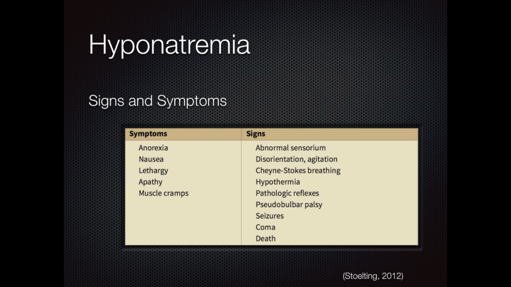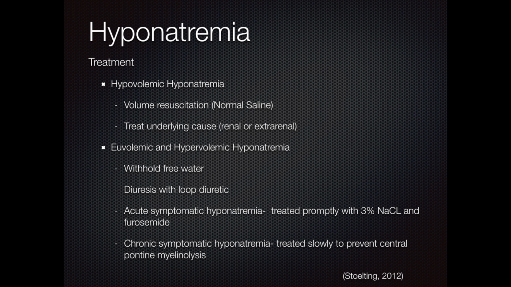This chart from Stoelting provides a quick reference of the signs and symptoms associated with hyponatremia. Anorexia, nausea, and general malaise typically occur early, whereas neurological signs, such as seizures and coma, occur late. Severe hyponatremia can cause brain herniation and death. The treatment for hyponatremia depends on the patient's current osmolality and fluid status. Hypovolemic hyponatremia is treated with normal saline to replace both fluid and sodium losses. The underlying cause should then be treated to prevent recurrence.